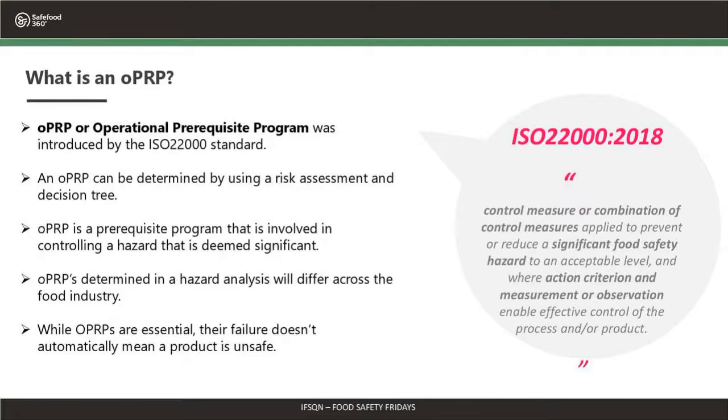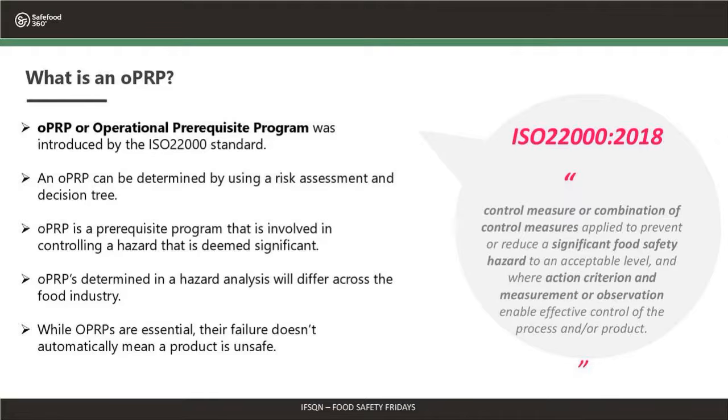So OPRPs can be determined when you are conducting your hazard analysis. And as I mentioned, the failure of an OPRP doesn't automatically mean that a product is unsafe. So an OPRP can be treated like a CCP, but critical limits are not required. That's one of the differences between an OPRP and a CCP, which we will talk about in a few minutes. And you don't have to define critical limits with an OPRP.